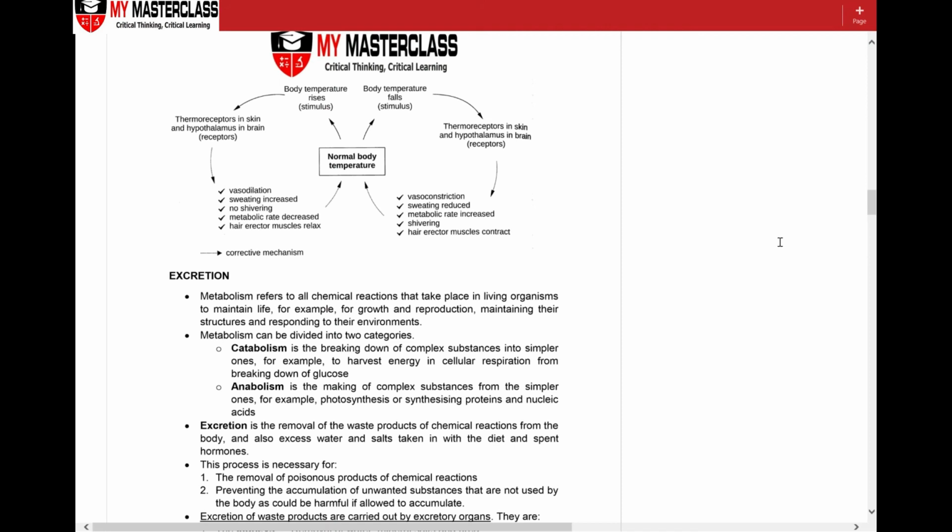Okay, moving on, we'll be looking at excretion, starting with the anatomy of the kidneys.